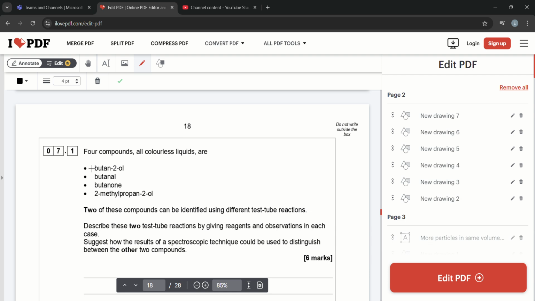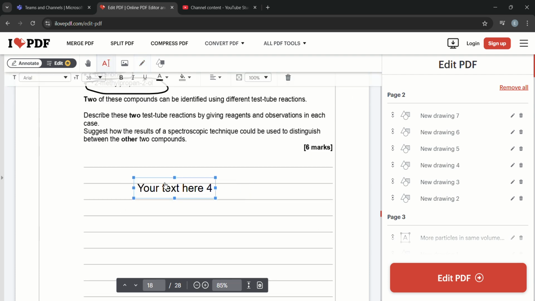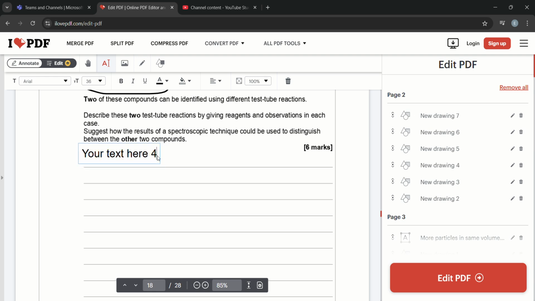So what do we have? We have an alcohol, an aldehyde, a ketone, and an alcohol. So for the aldehyde, we can use Tollens reagent. For the alcohols, we can use acidified potassium dichromate. So that's all it's going to be: 2 test tube reactions, and then suggest how the results could be used to distinguish between the other 2 compounds.